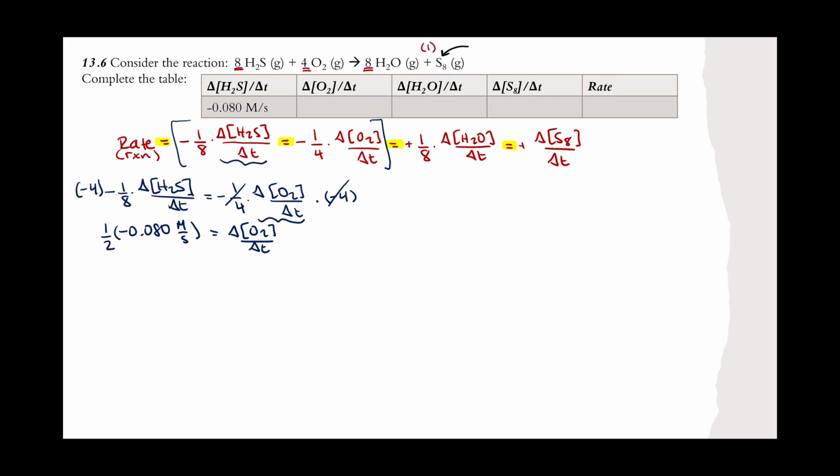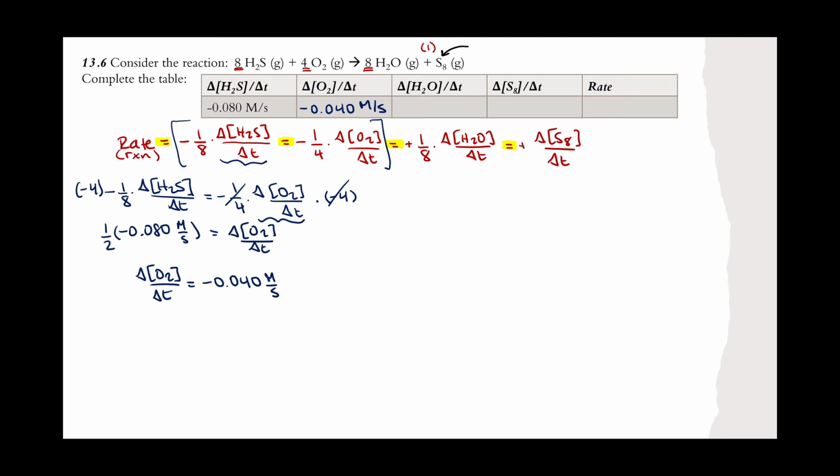Now doing this math, we can just multiply 1/2 times -0.080, or you can divide by 2. This is going to come out to be -0.040 molarity per second. I'll go ahead and put that in.